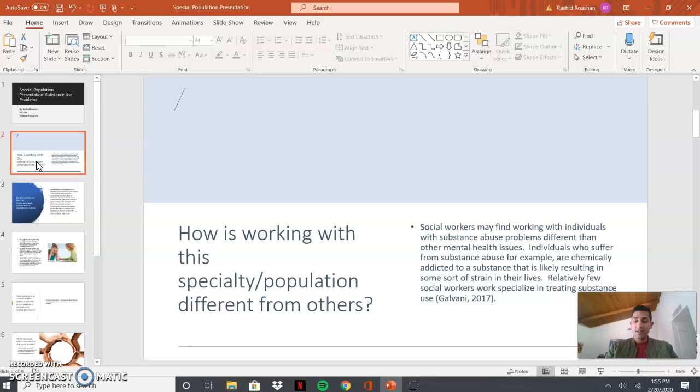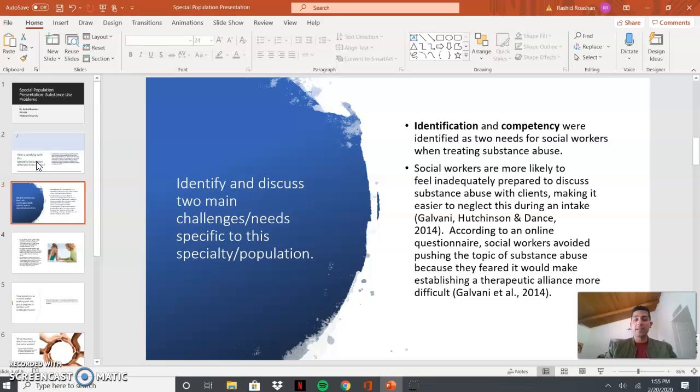And also, while there are a lot of co-occurring mental health disorders with substance abuse, there is obviously a big difference between substance abusers and just people suffering from mental health issues. Whereas a lot of people believe that once you remove the substance, the people who are suffering from those disorders that are substance users will no longer suffer from them. So as I stated, I really want to focus on identification and competency, as there are two big needs for social workers when it comes to substance abuse.